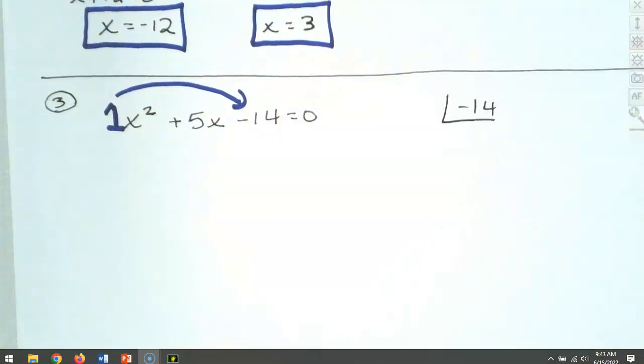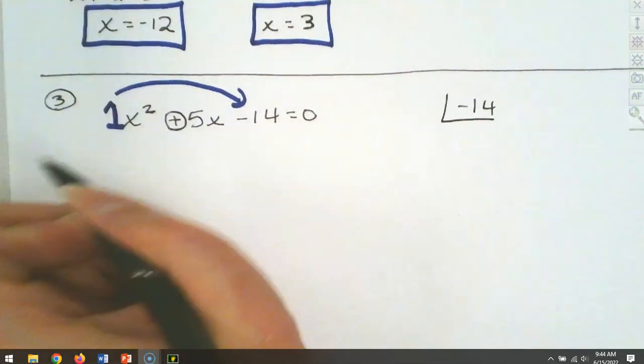So let's answer this question first. What are my signs? Are they different or are they the same? Different. Why are they different? Because it's negative. Now, which one's going to be larger, the positive or the negative? Positive. Why? Because the middle is positive.